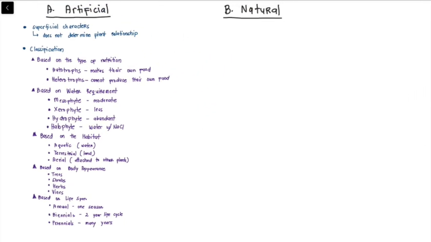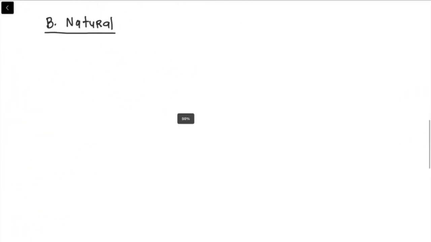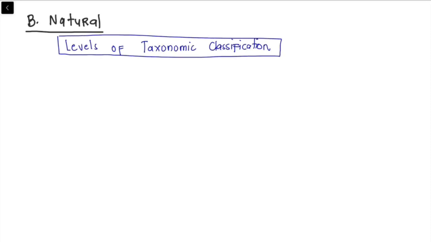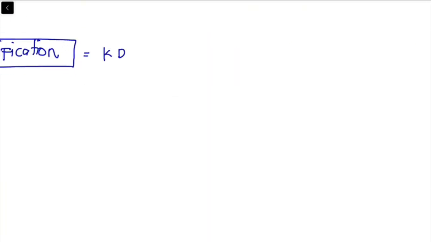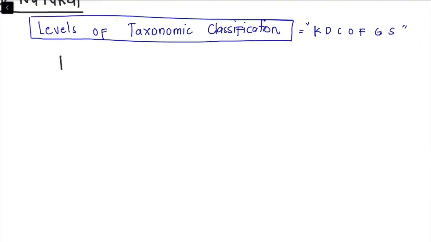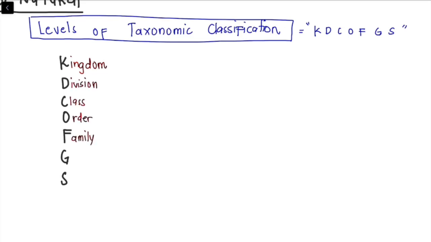Napunta tayo sa natural classification. No? So under natural, pag-uusapan naman natin dito yung natural way of classifying plants based on the levels of taxonomic classification. So para mapadali kayo, may mnemonics din akong ilagay. We have the KDCOFGS, which stands for K is kingdom, D for division, class, order, family, genera, and species.